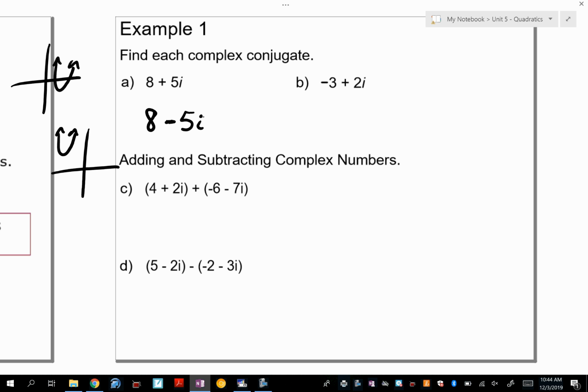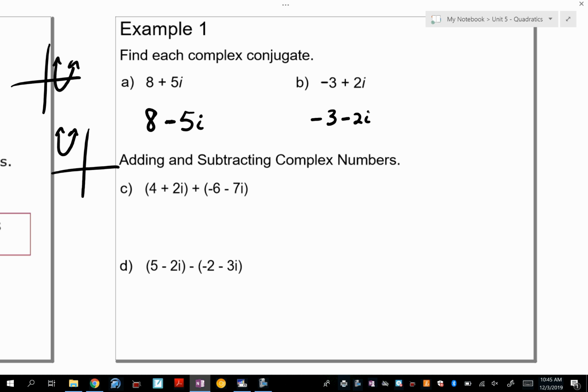Let's do the next one. I'm going to call on Pearl. Pearl, what is the conjugate for negative 3 plus 2i? Negative 3. You got it. Well done, Pearl. Now, the reason I wanted to go over that one is because a lot of students think that the negative 3 should change as well. The only thing that should change is the imaginary part.